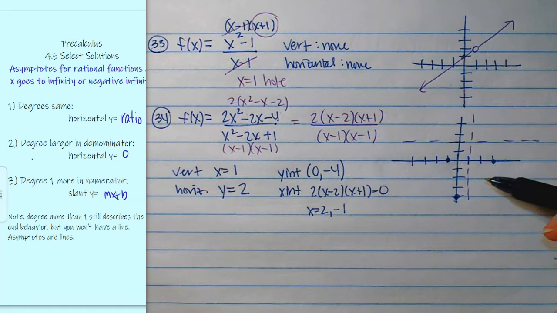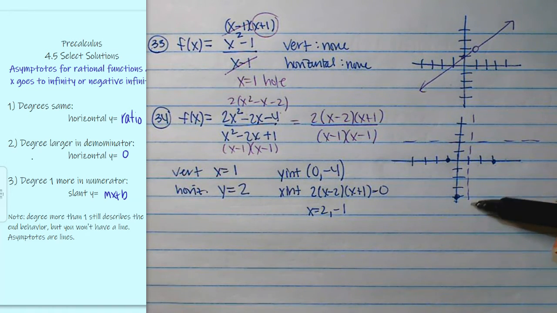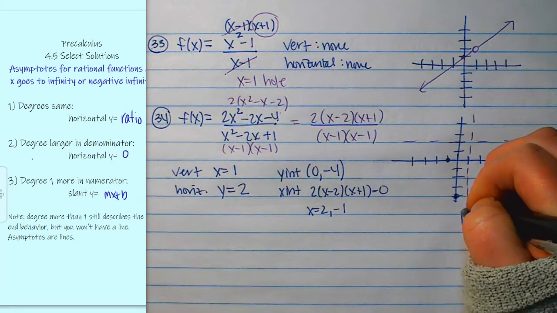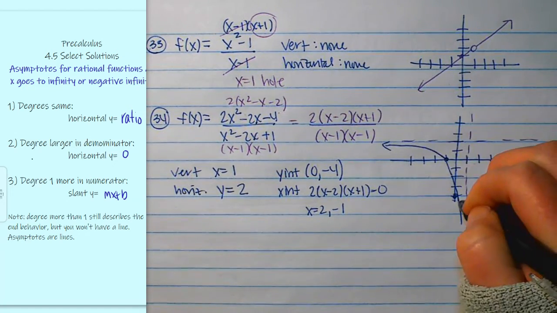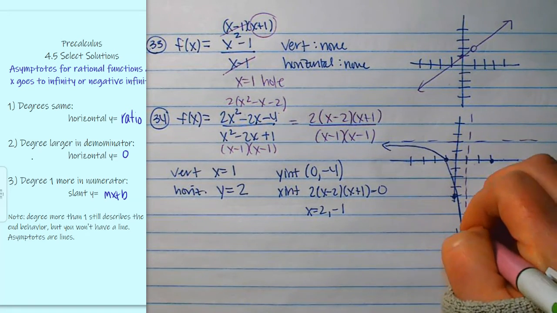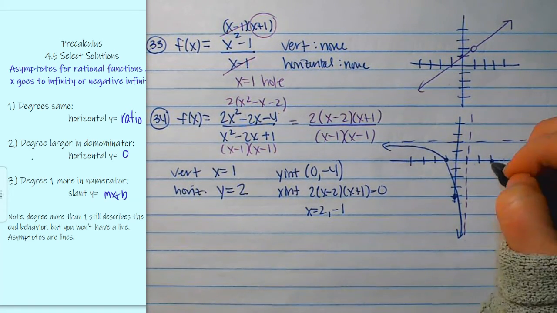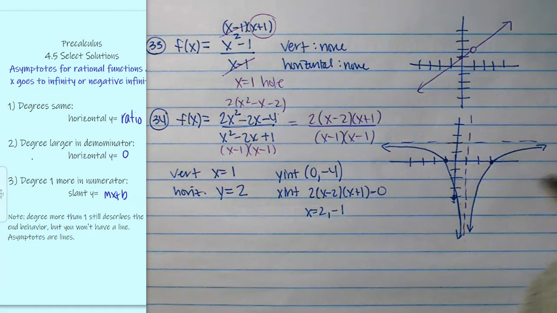So clearly my two sections of graph divided by this vertical asymptote, I'm going to have one here, and it will come around and follow this line, and this one will go down following this line. And then I've got one that goes this way and this way. So 34, all the features that I needed and the graph.